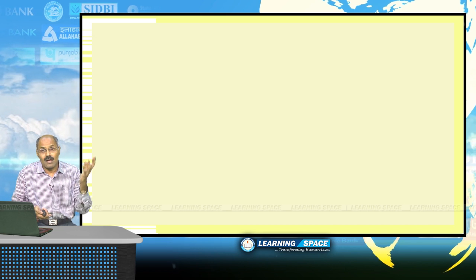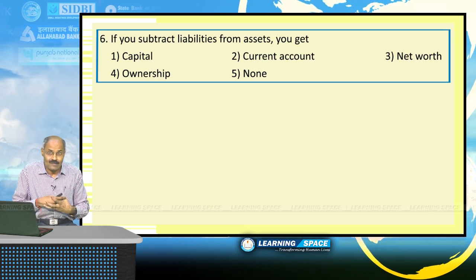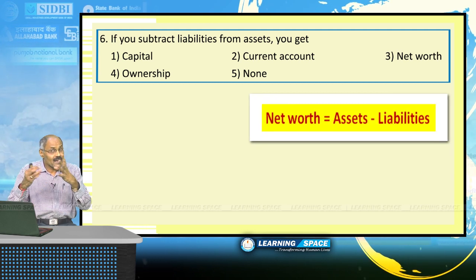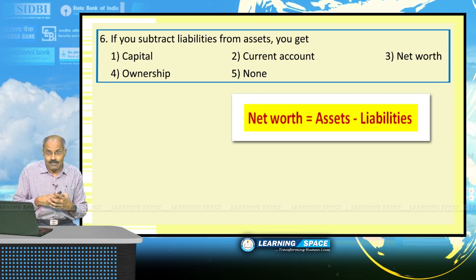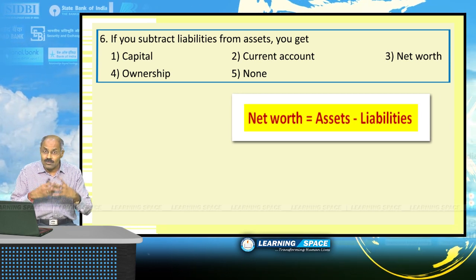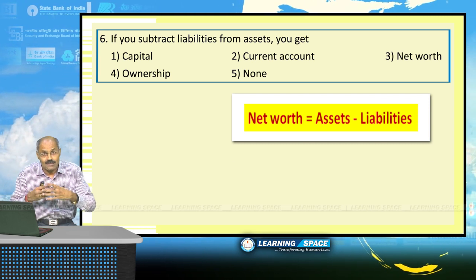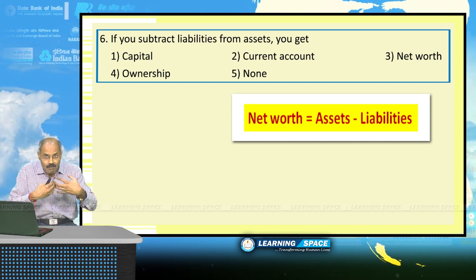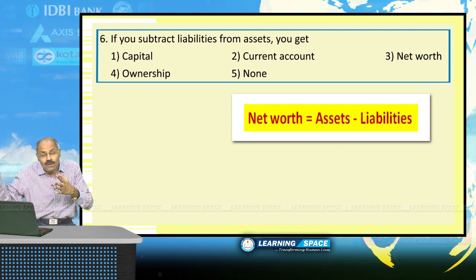Right friends, look into the next one. If you subtract liabilities from assets, that is net worth. Let us assume a company has got 5 crores worth of assets. Assets means you can simply say the properties owned by the company. 5 crores. It has got bank loans of 2 crores.